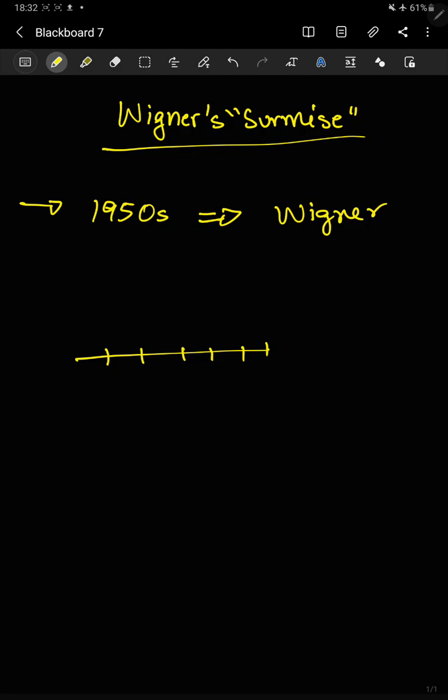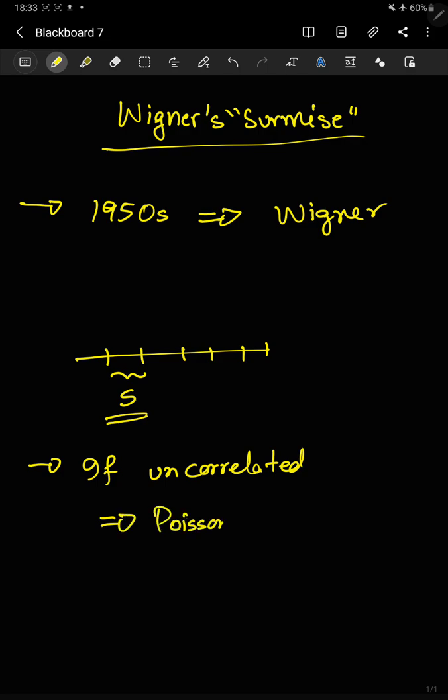So he studied the spacing between energy levels, let's say spacing S. This is how he came up basically with the idea of random matrices, but we'll go into that later. Let's study this example a bit. If these values were uncorrelated numbers, the variable S would be governed by something called a Poisson distribution.